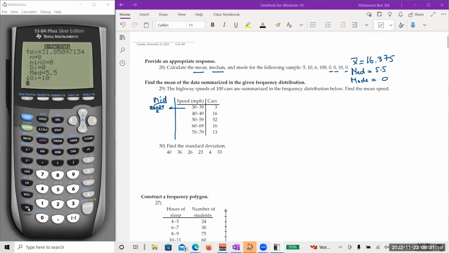So I'm going to do 30 plus 39, enter. All right, 30 plus 39, and that's divided by 2. It's going to be 34.5.